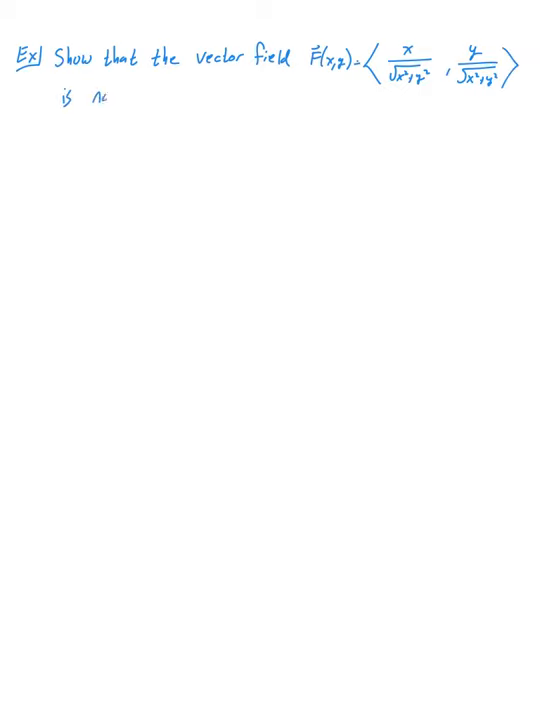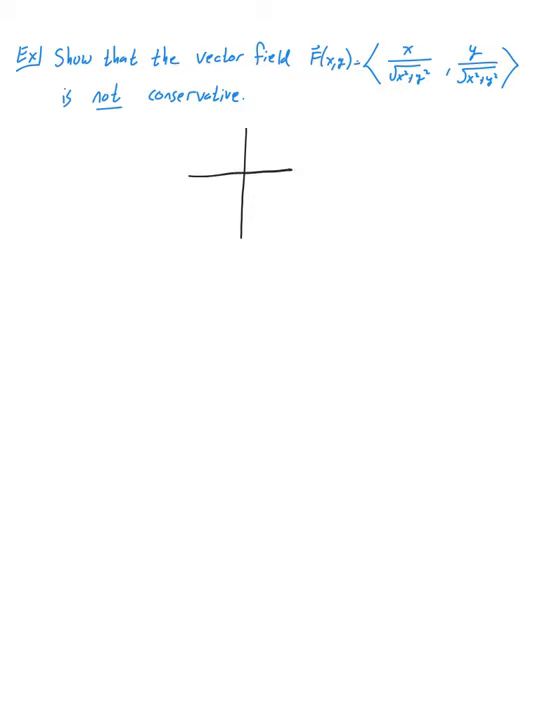So we're going to be doing the following problem. We're going to show that the vector field given by f of x, y is equal to x over the square root of x squared plus y squared, comma y over the square root of x squared plus y squared, is not conservative. And we're going to be doing this by showing that the line integral of f is not path independent.